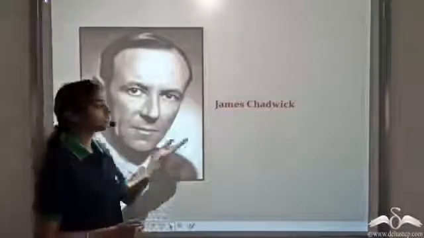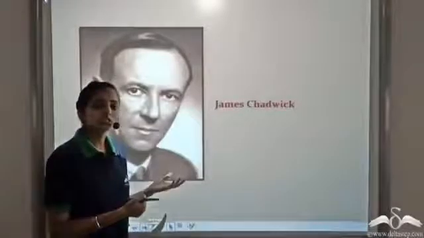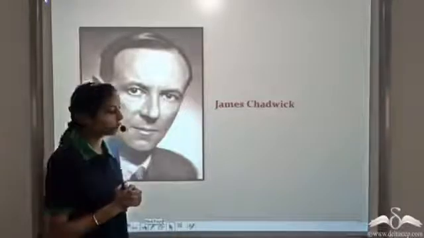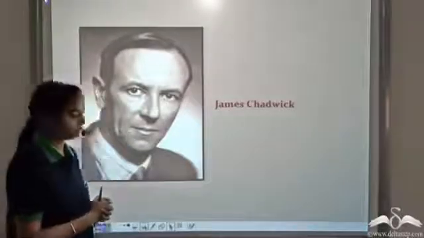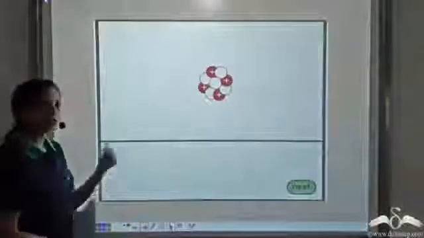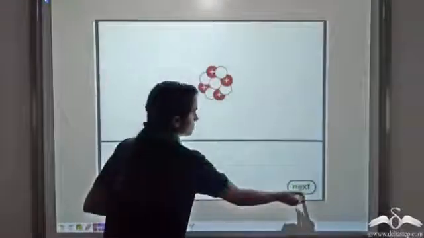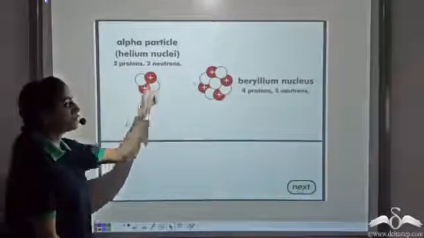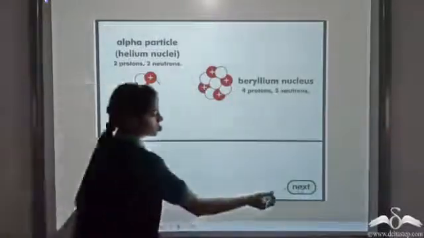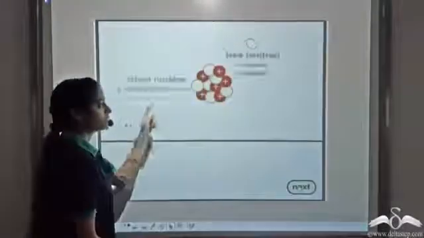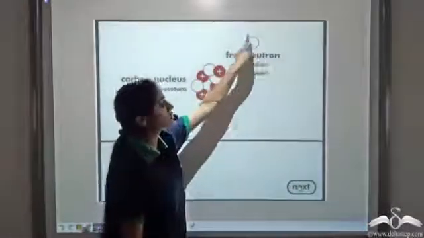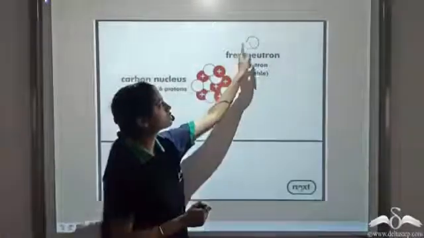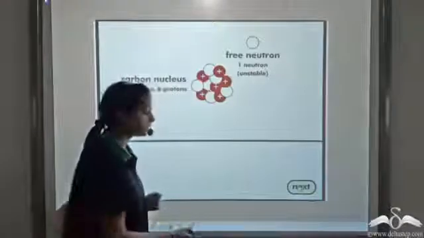One such scientist was James Chadwick. He was curious to know where that extra mass in the helium nucleus was coming from, so he performed a number of experiments. In one such experiment, he used a beryllium nucleus and projected an alpha particle on it. When he projected, he observed that a particle was released. He called it neutron. Now he wanted to check if this neutron was neutral in nature or not.